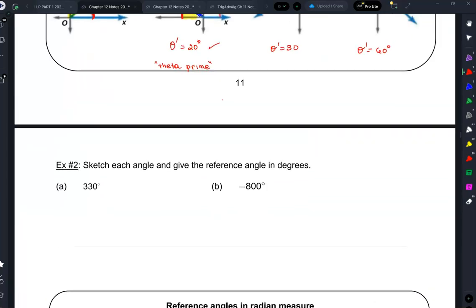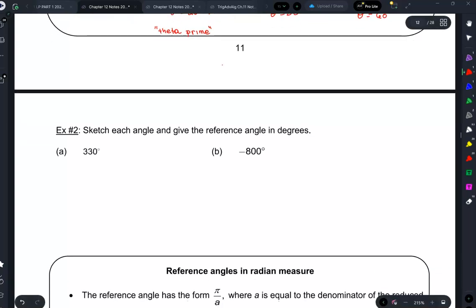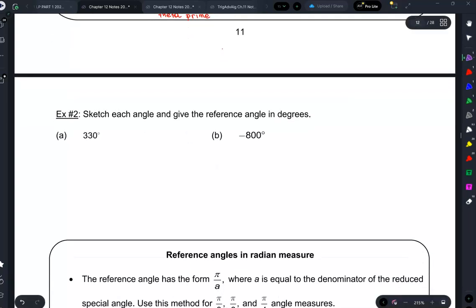Okay. So let's sketch each of these angles and give the reference angle in degrees. All right. 330. Start here. 330 is going to go right there. This is theta prime. It's 30 degrees.